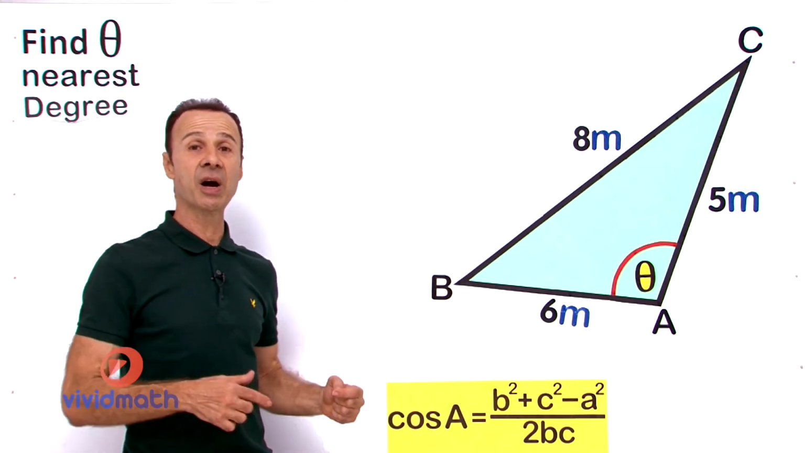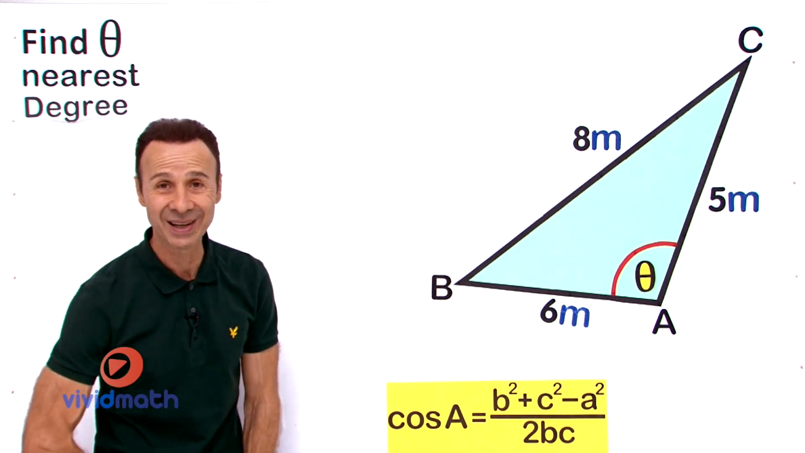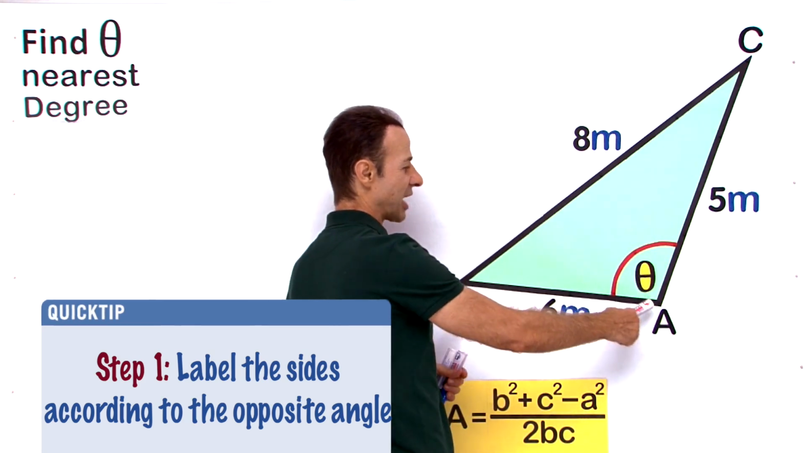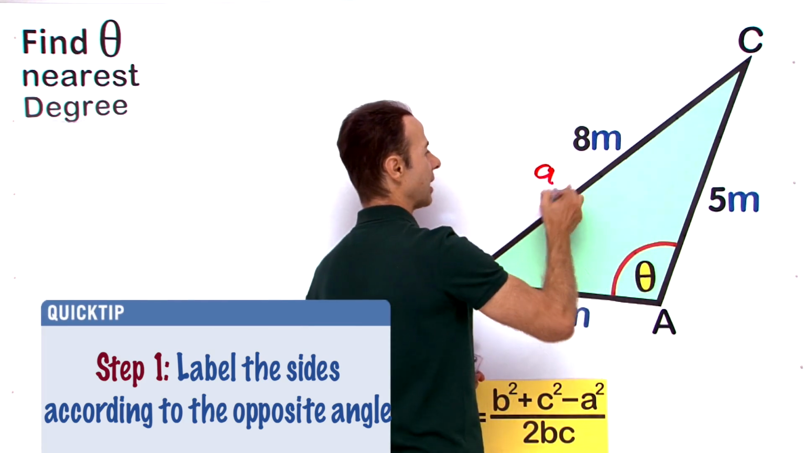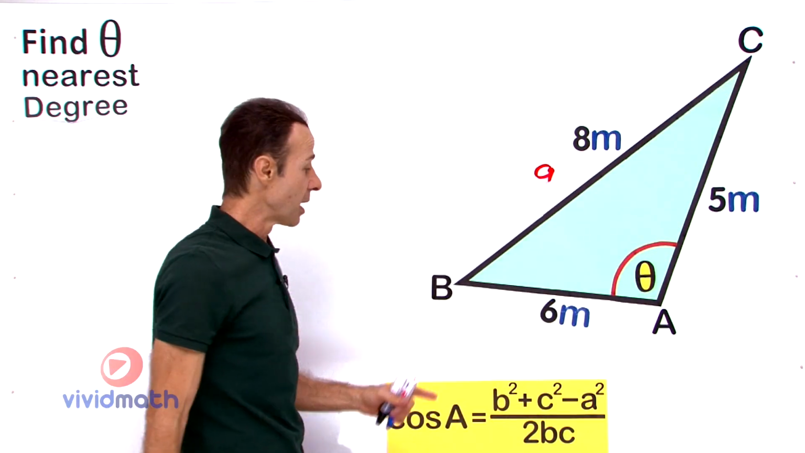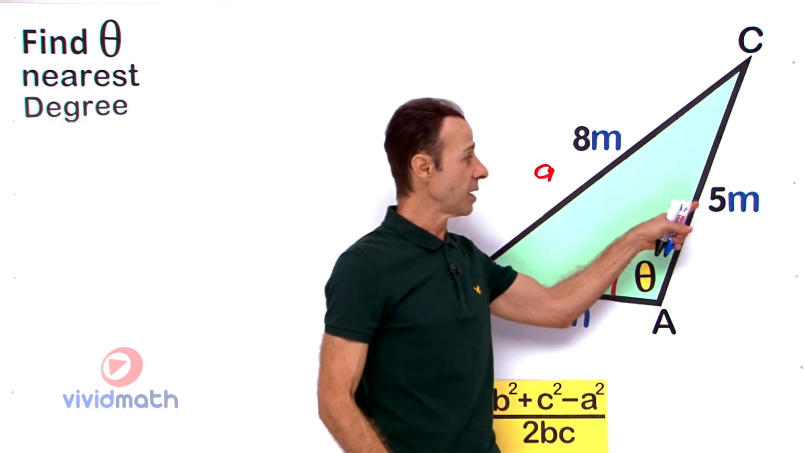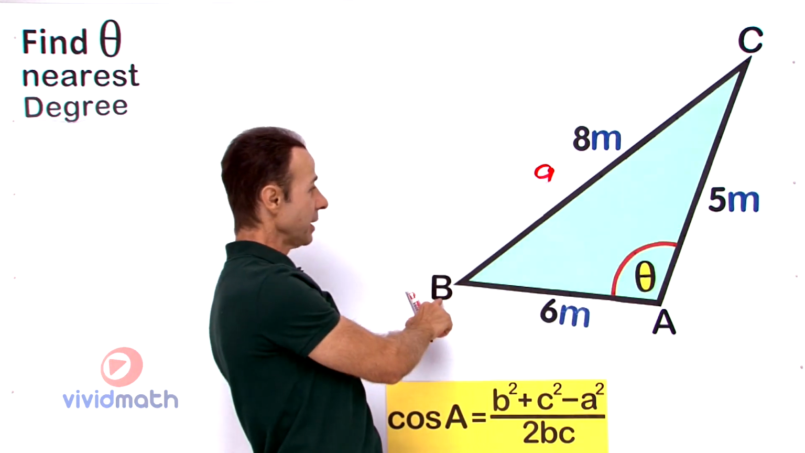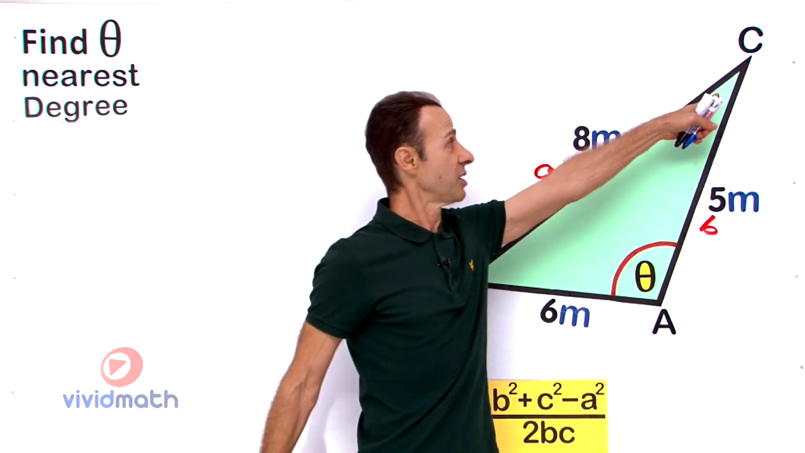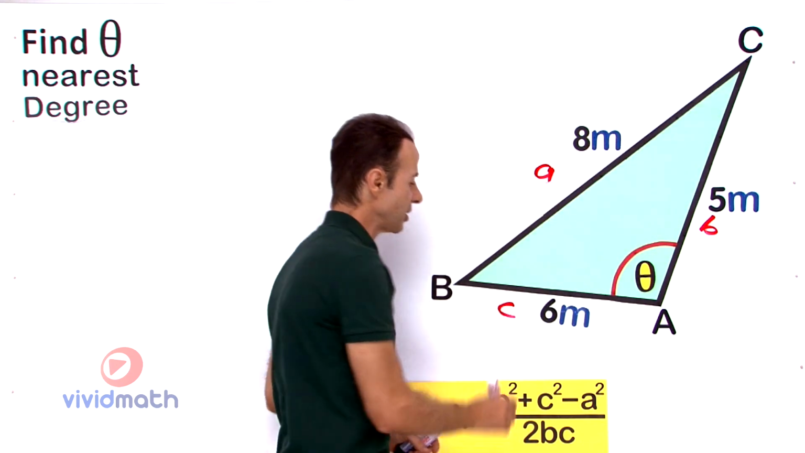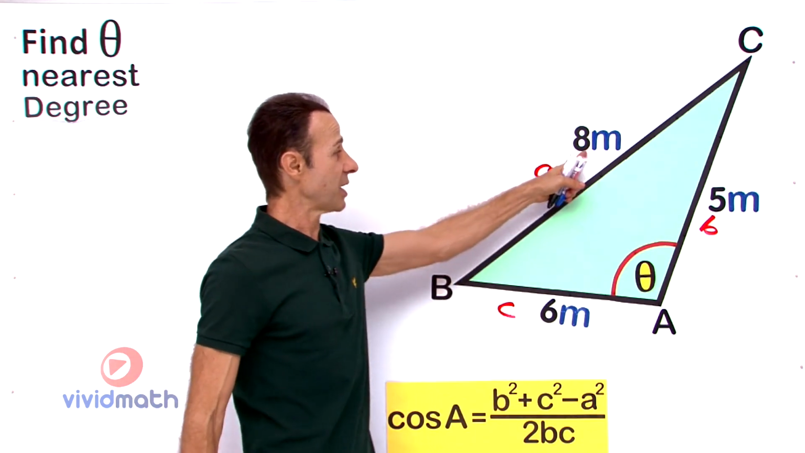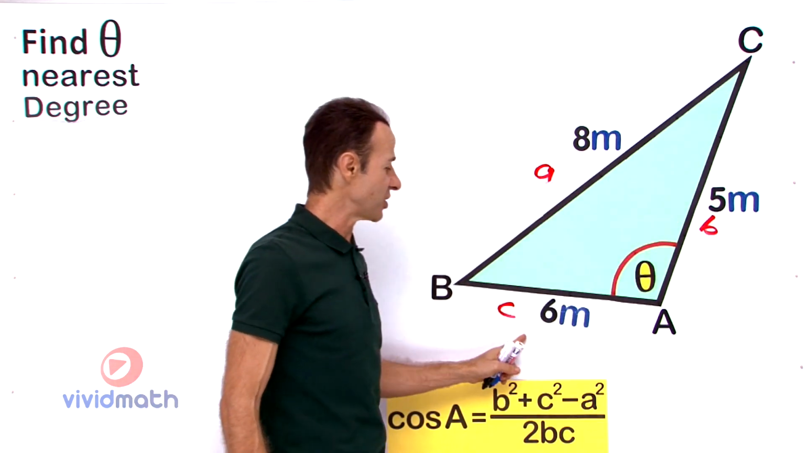The sides of a triangle are named according to the opposite angles. So uppercase A, the angle, is exactly opposite lowercase a, the side length across there, and lowercase a equals 8 meters in this example. Uppercase B, the angle, is directly opposite the 5 meters, so angle B is opposite lowercase b. Uppercase C is opposite lowercase c, the side length, so c equals 6 meters. So a equals 8, b equals 5, and c equals 6.